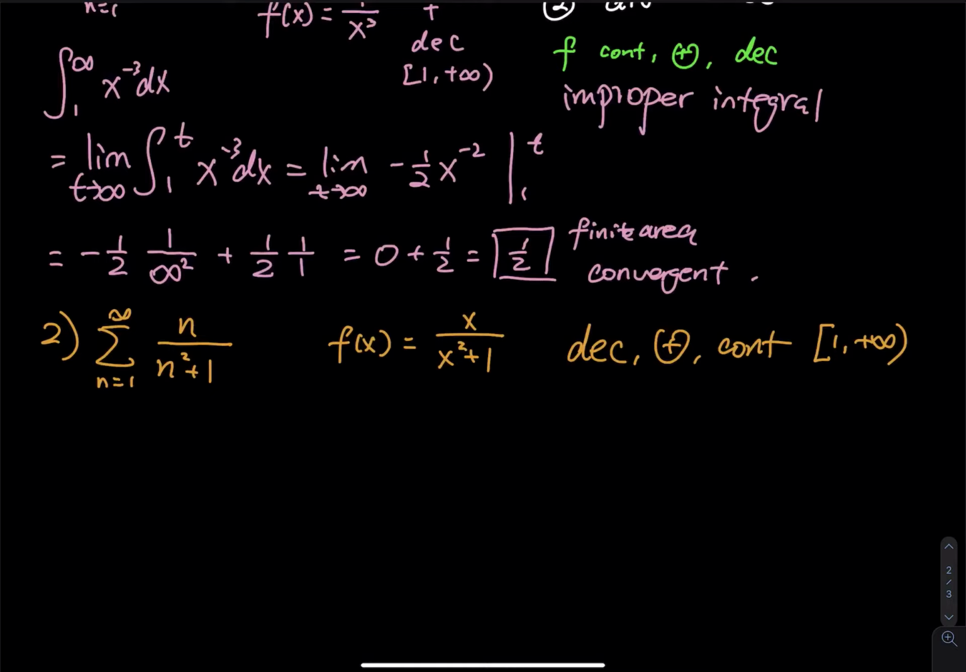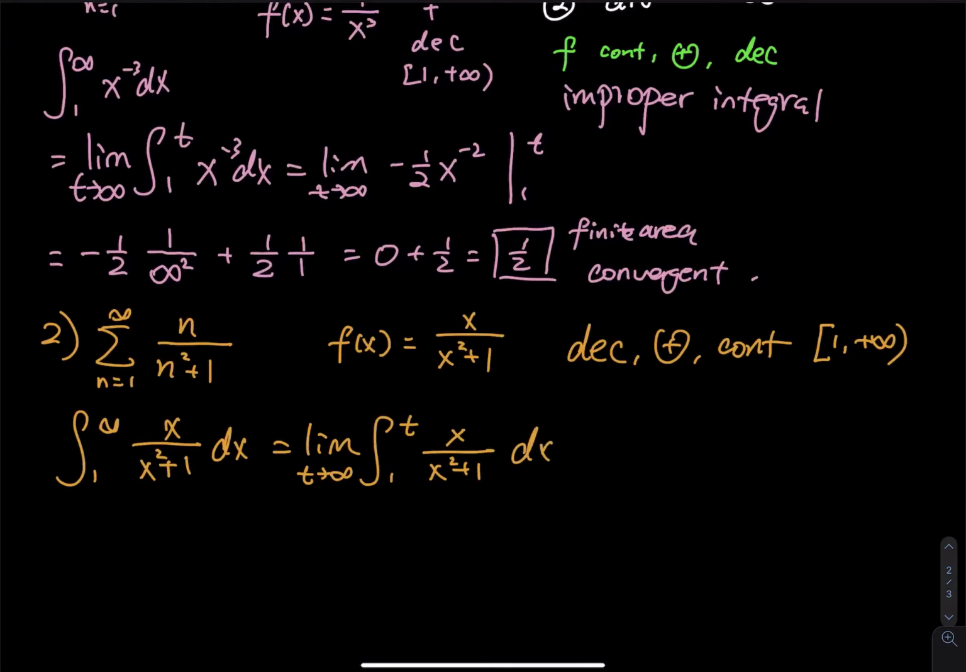And then we do the improper integral from 1 to infinity, x divided by x squared plus 1 dx. So that is a limit as t approaches infinity. You have from 1 to t, x divided by x squared plus 1 dx. What kind of technique do you have to use to integrate? You learned that in the past. Integral calculus. Still remember that?